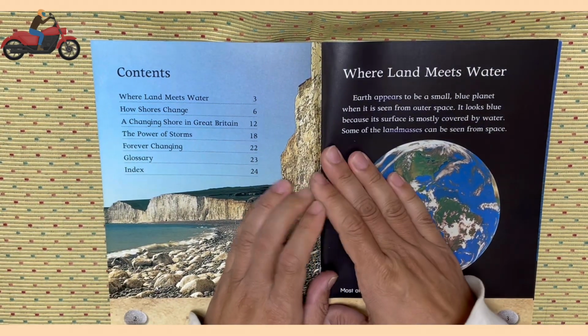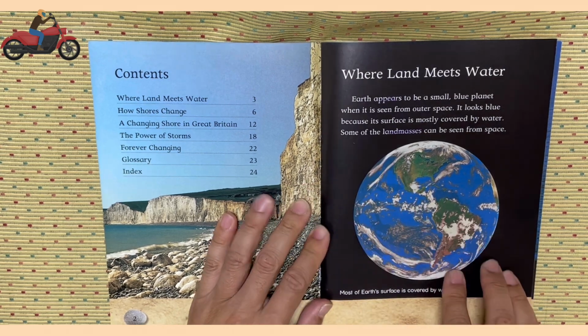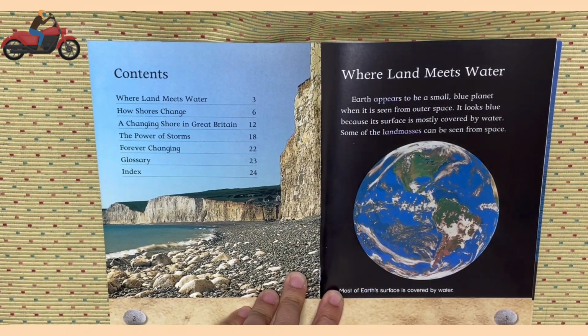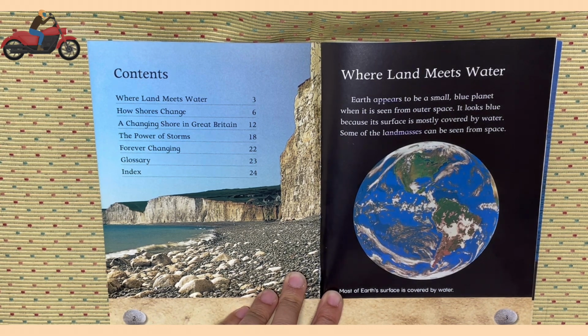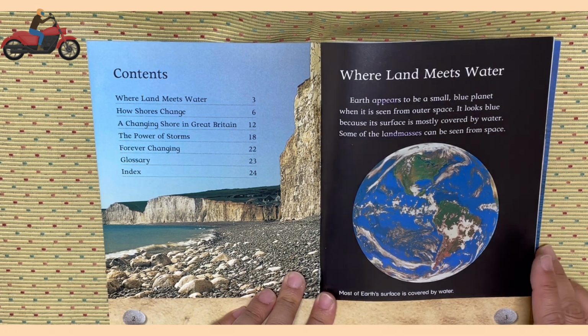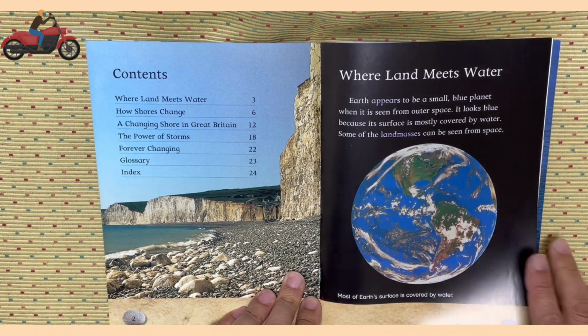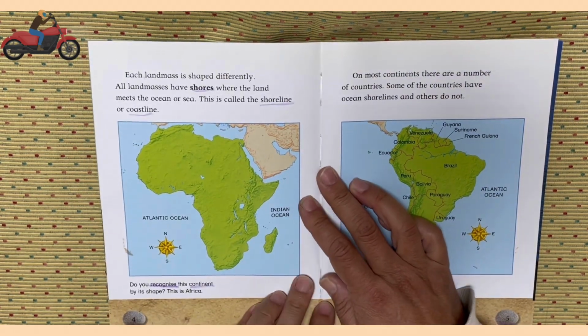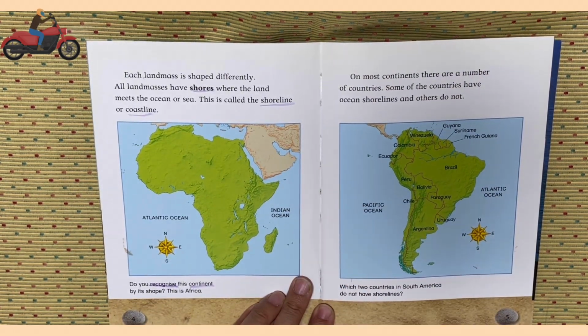Where land meets water. Earth appears to be a small blue planet when it is seen from outer space. It looks blue because its surface is mostly covered by water. Some of the land masses can be seen from space. Most of Earth's surface is covered by water. Each landmass is shaped differently.